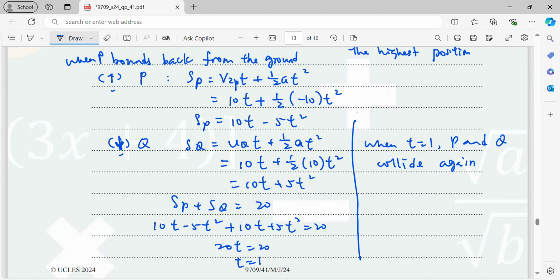So now the height above the ground, that is going to be SP. So SP equals, substitute into this formula, 1 minus 5 times 1 squared. That is going to be 5 meters. Okay, so done for this height above the ground for the second collision.